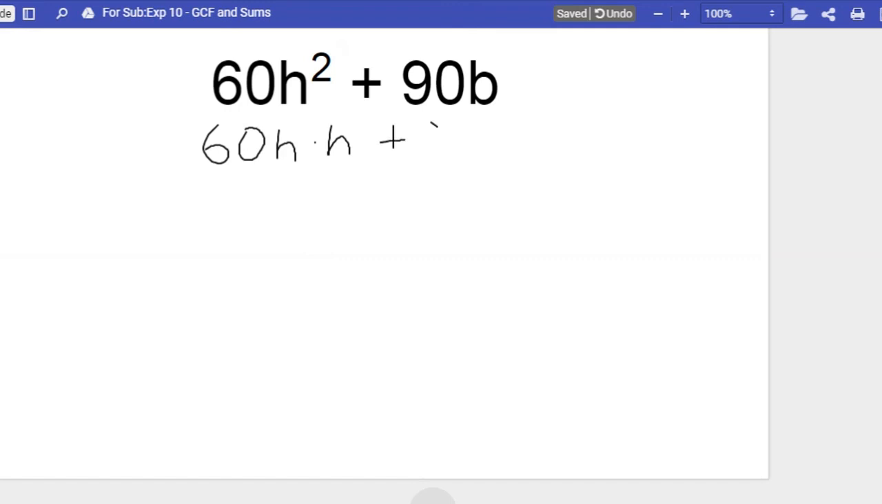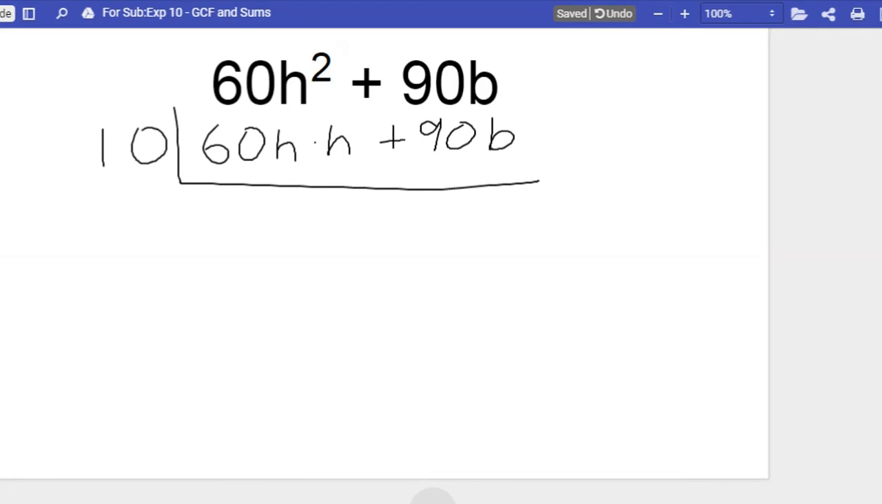60h times h plus 90b. We look at those variables. Nothing in common, so we just leave them. Now we go to our numbers. Let's pull out a 10. 60 divided by 10 is 6. Now I have those two h's, I'm going to take it back to that h squared. Plus 90 divided by 10 is 9b.